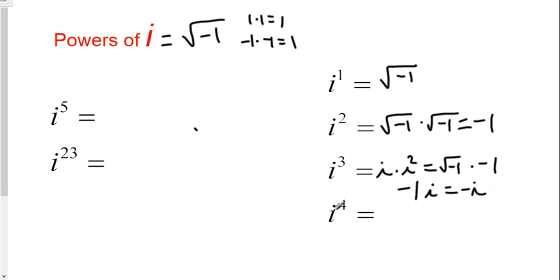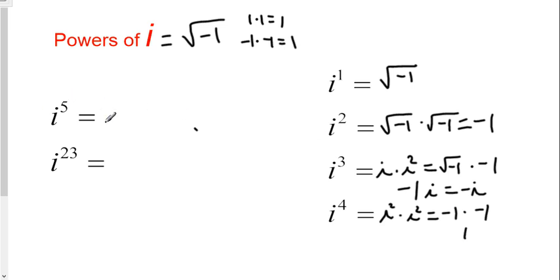Now I to the fourth is the cool one, because I to the fourth is I squared times I squared. And we just did before, we know that I squared is negative 1, so we're basically saying negative 1 times negative 1, which is 1. I to the fourth is the key to all of this. I to the fourth is equal to 1, which means anytime I have an I to the fourth, I can just put a 1 there. So let's try a problem with this.